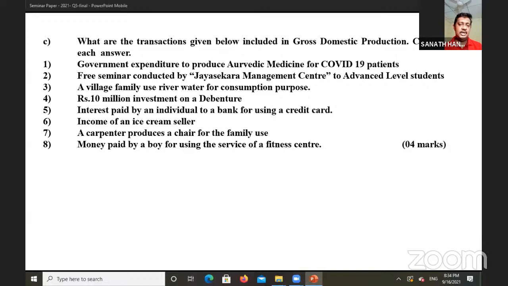Transactions on any financial asset is not in GDP. Deposit money in a bank, treasury bills and treasury bond investment, commercial papers, debentures, shares, unit trust, none of these are in GDP. What do we say? Transactions on financial assets here. Right? You go to a bank and deposit money. You invest on a treasury bill, treasury bond. You invest on a debenture, unit trust. You buy shares of a company. They are not in. Keep remember.